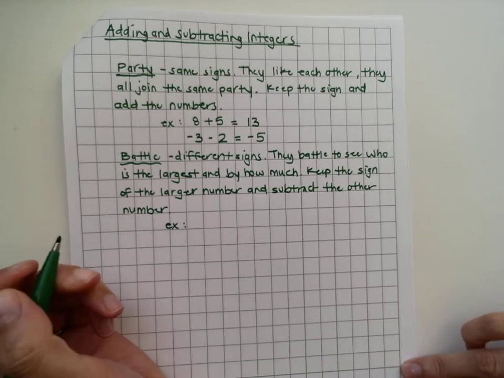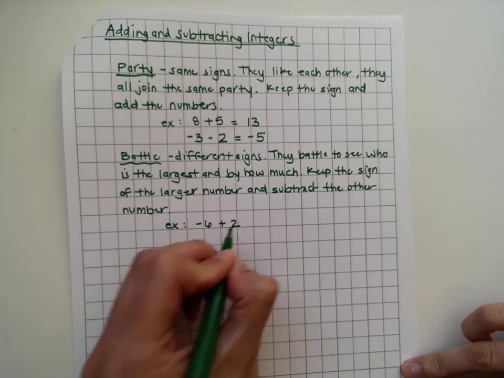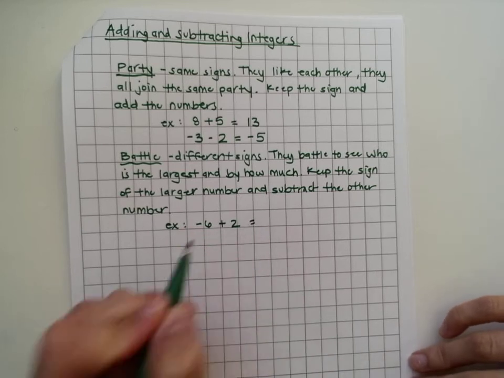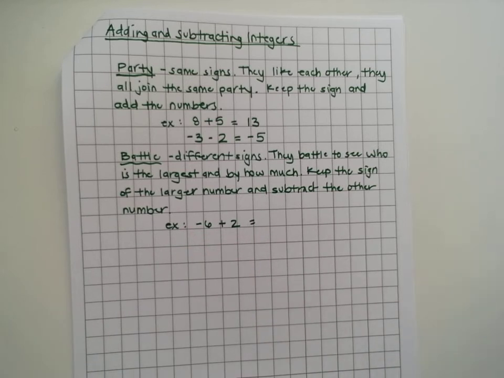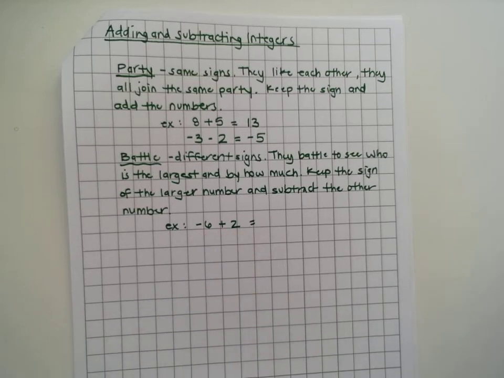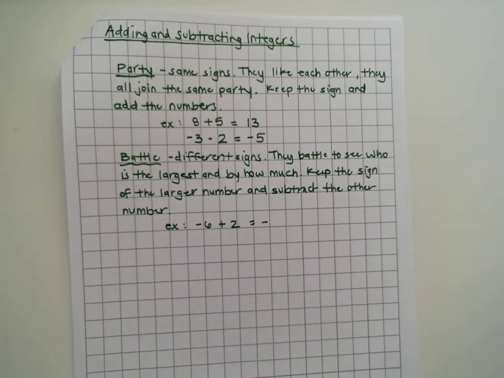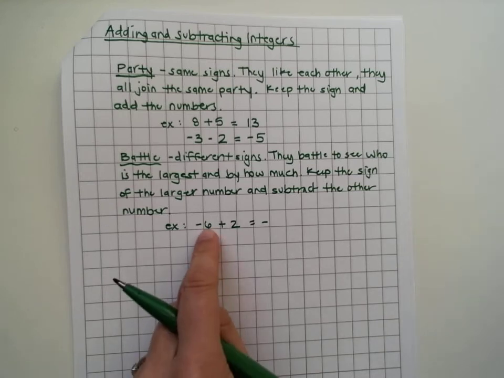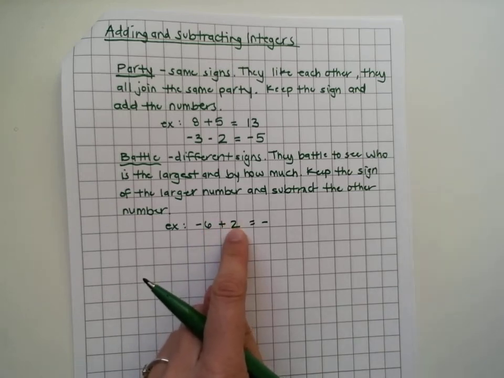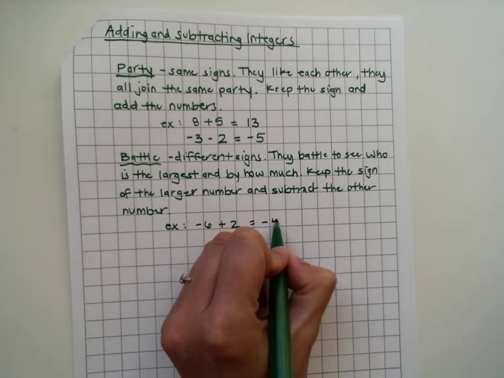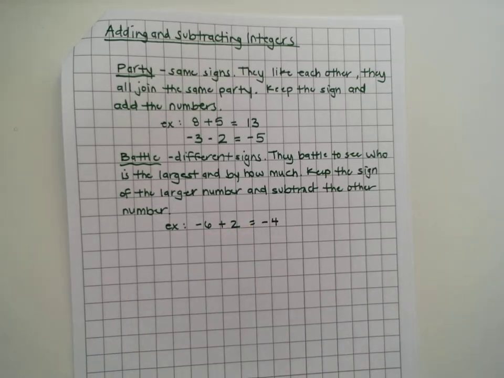Let's do an example. -6 plus 2. What does that equal? Well, we look at it and we say they're going to party or battle. -6 plus 2, well, we have one negative and one positive. They don't get along, so they're going to battle it out. Who's going to win the battle? Well, the bigger number is always going to win the battle. So the bigger number here is 6, and it's negative. So the negative wins the battle. And 6 beats 2 by how much? 6 beats 2 by 4. So our answer is -4.